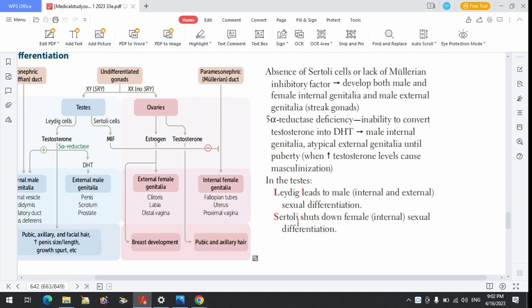And then for females, it will be paramesonephric. Mesonephric would obliterate in them. So look at this statement too: Sertoli cells shut down female internal differentiation.